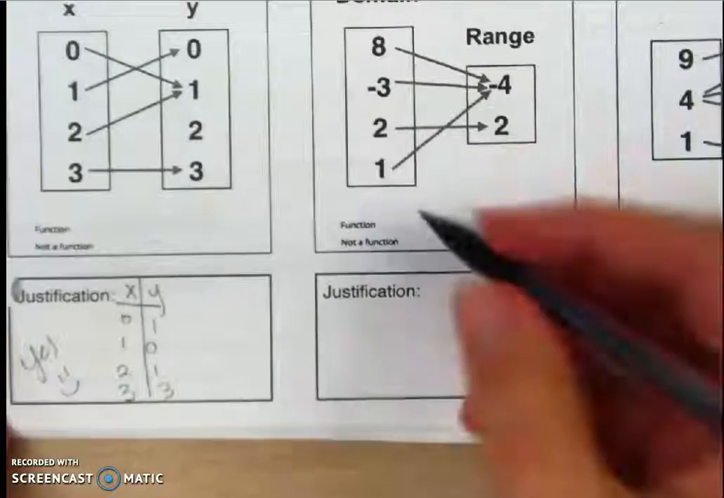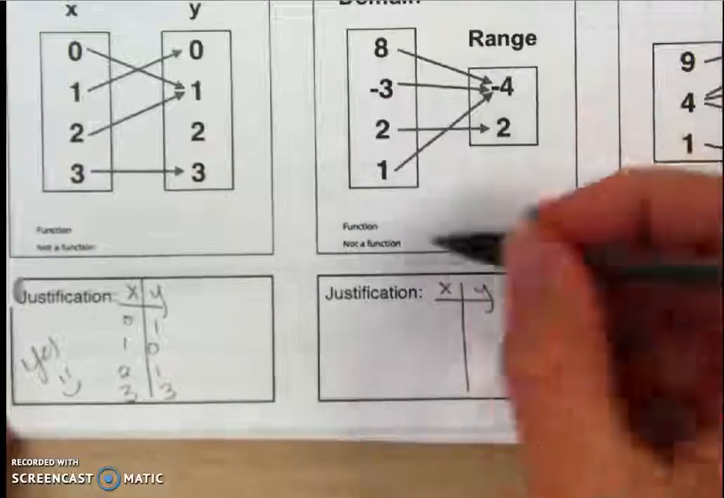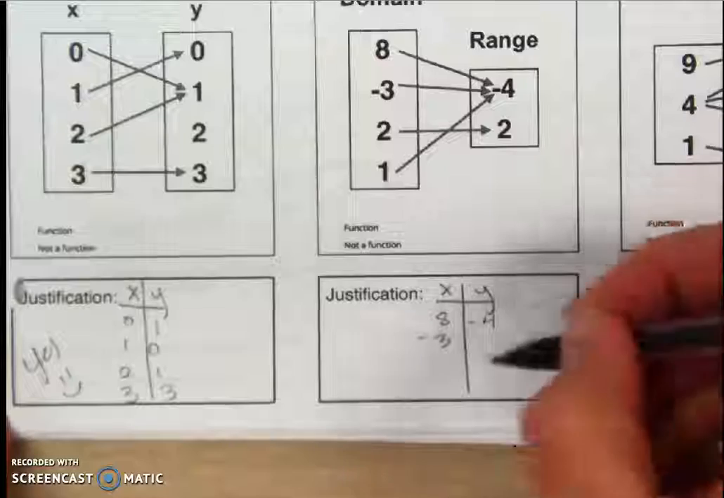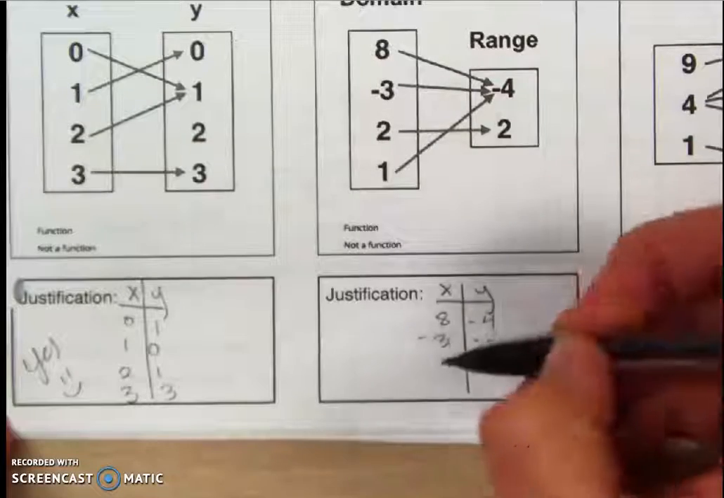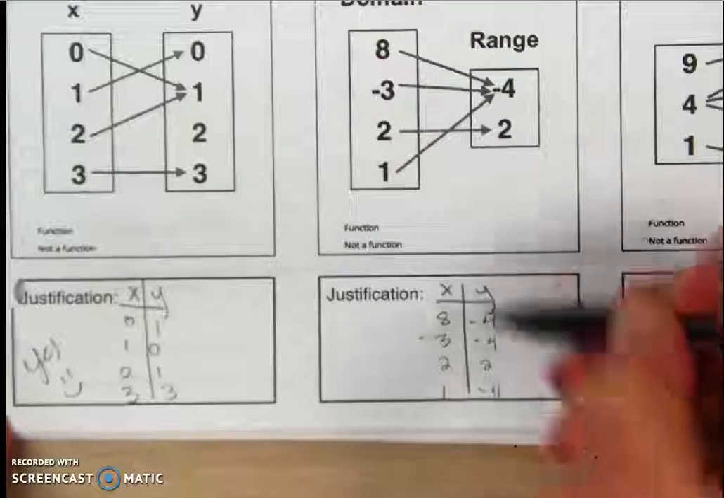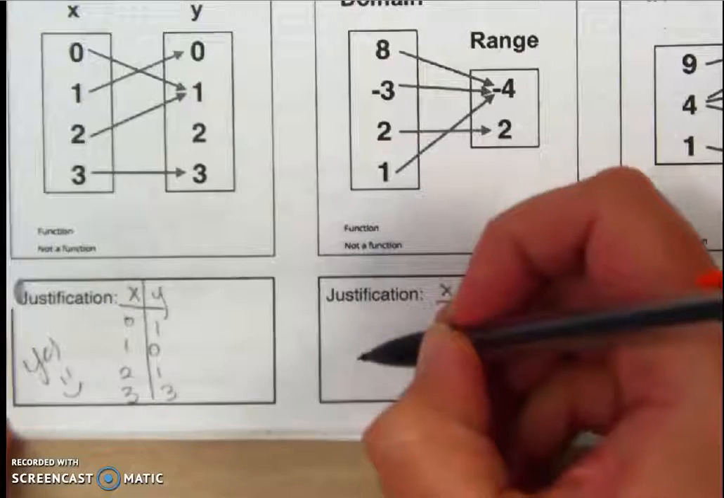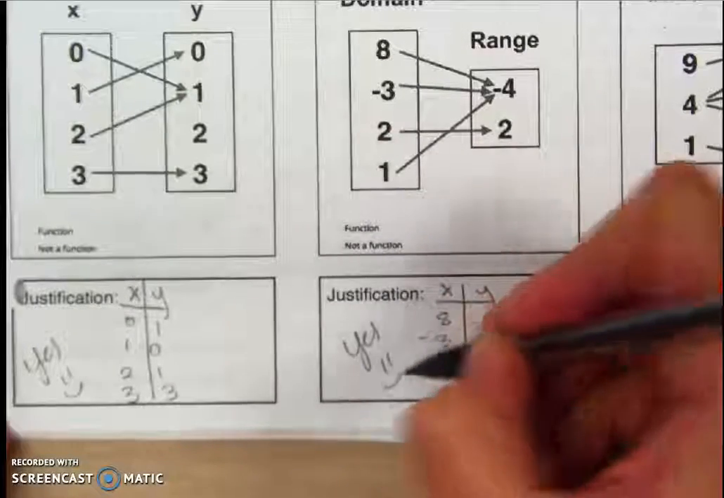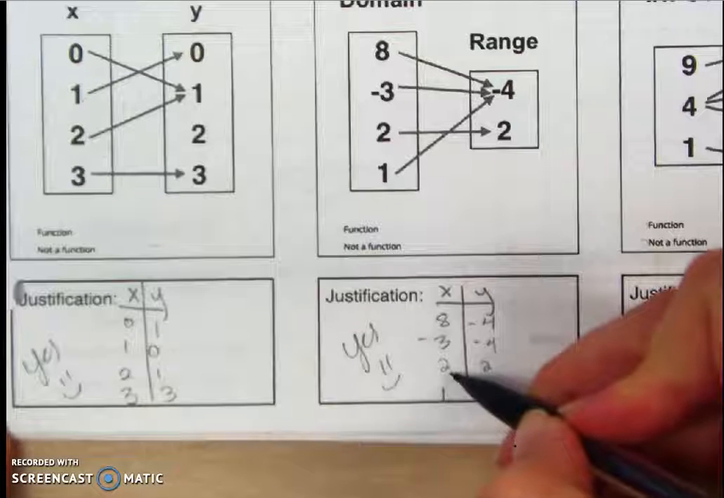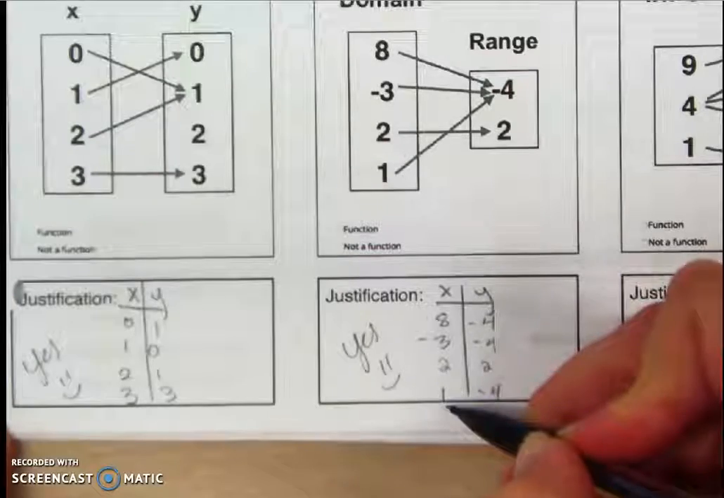All right, what about this one? So our justification, we're just going to make a little table out of it. 8 looks like it goes to -4. -3 looks like it goes to -4. 2 looks like it goes to 2. And 1 looks like it goes to -4. So did any of these x's repeat? No, it looks like it's good to go. It's okay to have the same output. But we can't have a repeated input with different outputs. So as long as the x's don't repeat, then we're good to go.